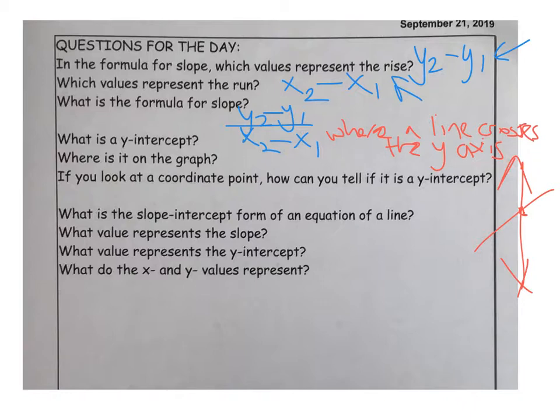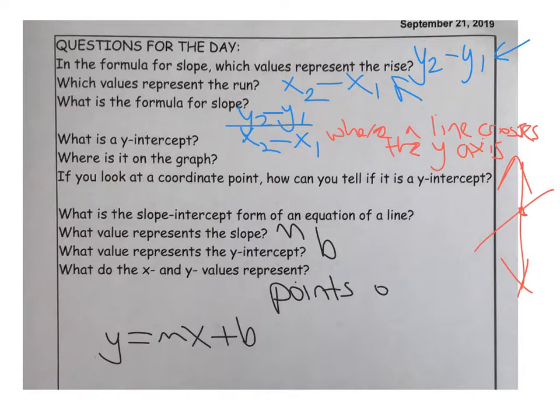What is the slope-intercept form equation of a line? That's going to be y equals mx plus b. Which value represents the slope? That's going to be m. Which represents the y-intercept? That's going to be b. And what do the x and y values represent? Those are points on the line, or solutions to the equation. Either way, same thing.